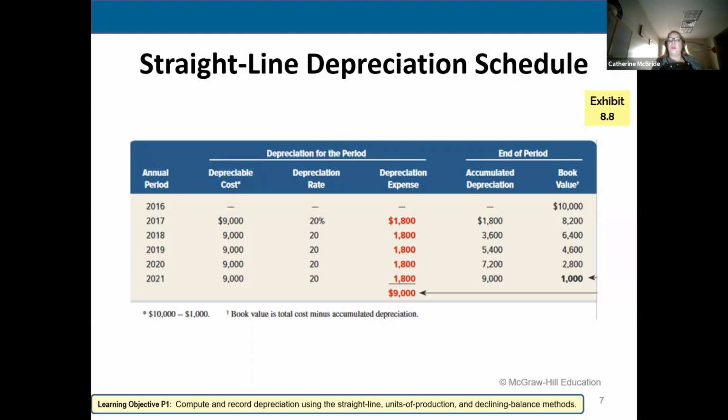So the first year we've subtracted 1,800, so our book value is 8,200. The next year we've subtracted 3,600, so our book value is 6,400.